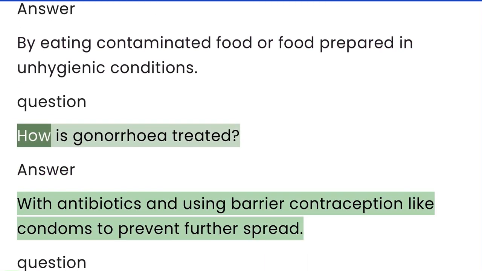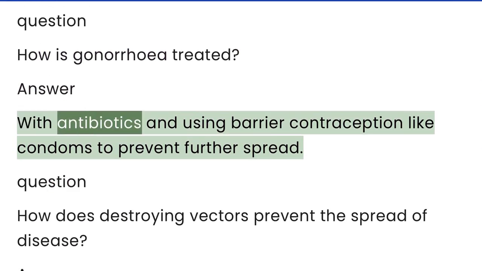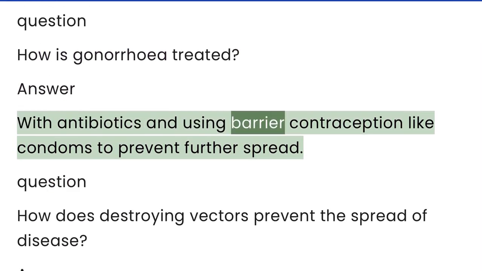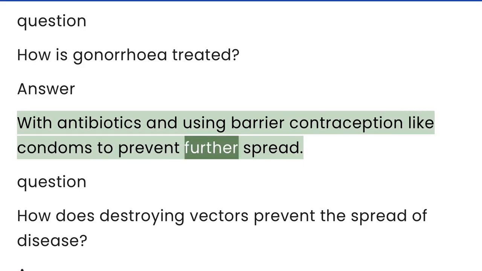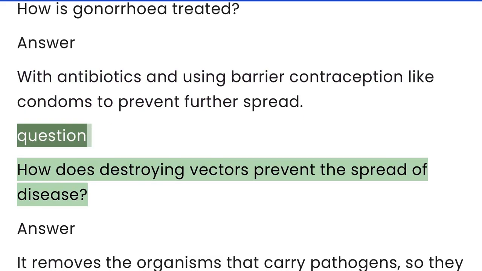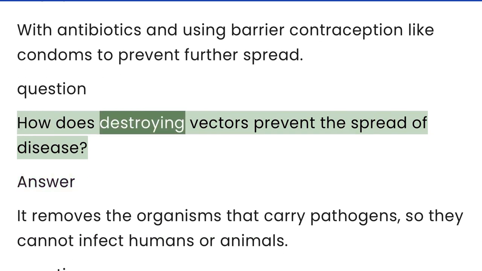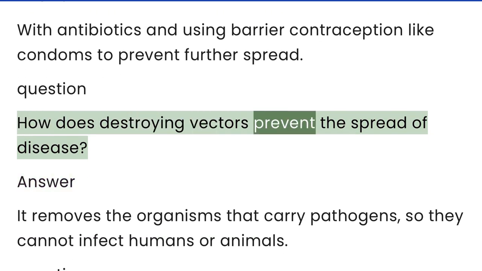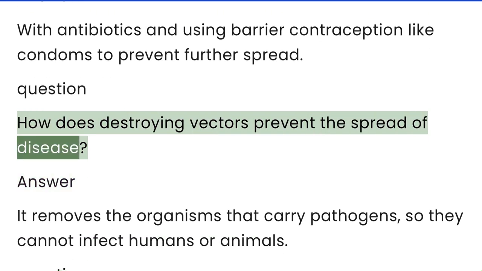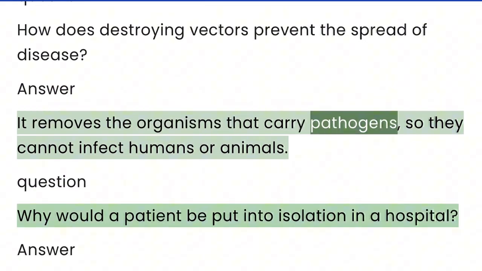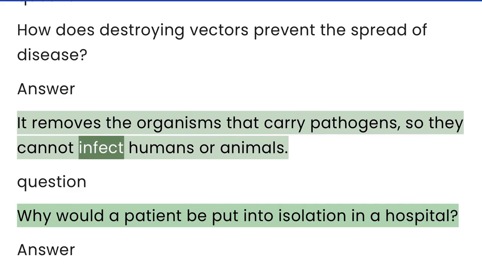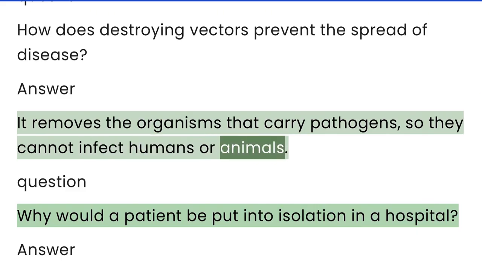Question: how is gonorrhea treated? With antibiotics and using barrier contraception like condoms to prevent further spread. Question: how does destroying vectors prevent the spread of disease? It removes the organisms that carry pathogens, so they cannot infect humans or animals.